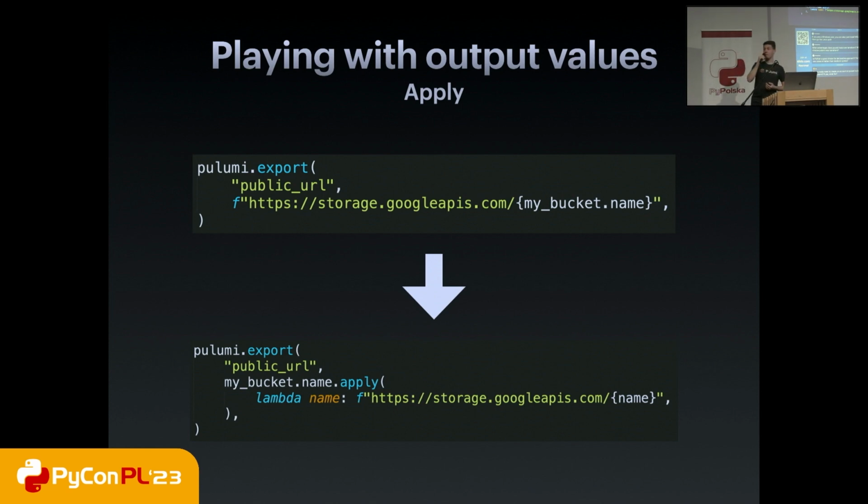Who's writing JavaScript here? Okay, some people. So you might be familiar with callbacks or joining promises using the then function and other stuff. So this is basically what we're trying to do here. So we're accessing the bucket name and we're using the apply function. And the apply function takes a Lambda function. So once the Lambda function is being executed, Pulumi is going to resolve the name. So it's going to ensure that the bucket is created and the name is available for us. So we cannot access it directly and use string concatenation, but we can use apply and then do the concatenation in the Lambda function.